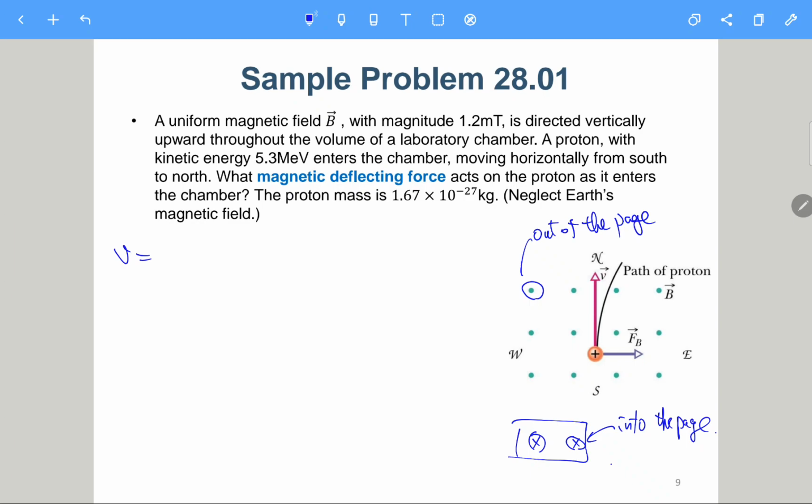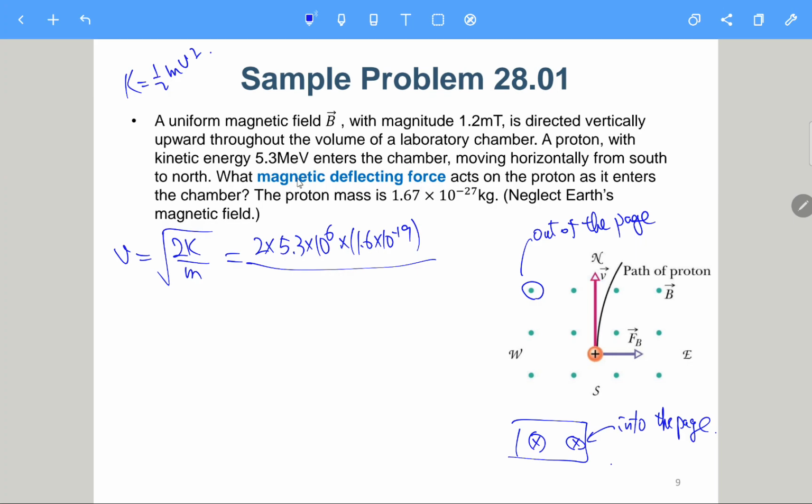So we can calculate v as the square root of 2K over m, which means K equals 1/2 m v squared. I suppose you should be very familiar with this one. So this is 2 times 5.3 times 10 to the 6th power, times 1.6 times 10 to the minus 19. Because it is in eV, you need to convert it back to joules by multiplying by this factor, then divide by 1.67 times 10 to the minus 27, and take the square root. So v should be 3.2 times 10 to the 7 meters per second.